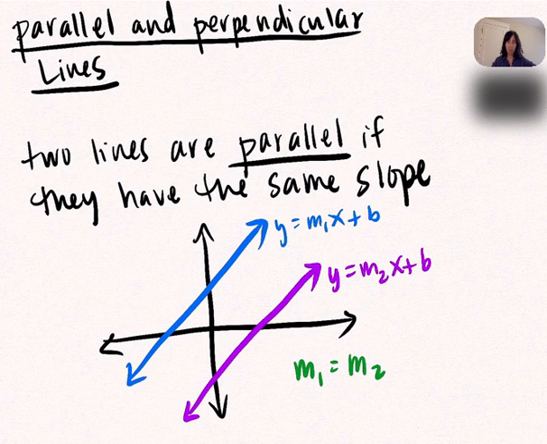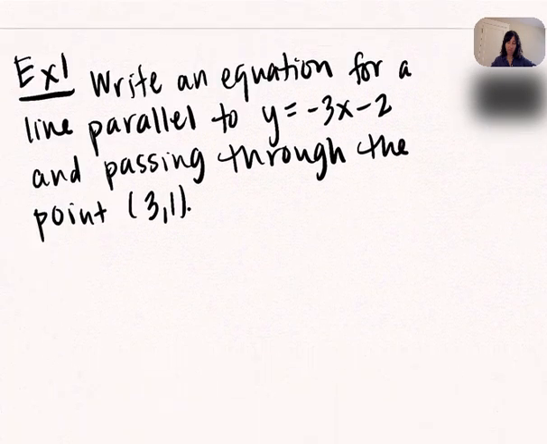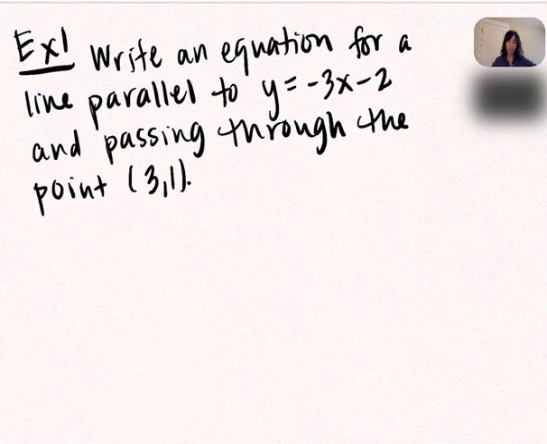When two lines have the same slope, they will have the same tilt, which means that if you graph them, they're never going to touch if they're different lines. Let's do an example. Write an equation for the line parallel to y equals negative 3x minus 2 and passing through the point 3, 1.